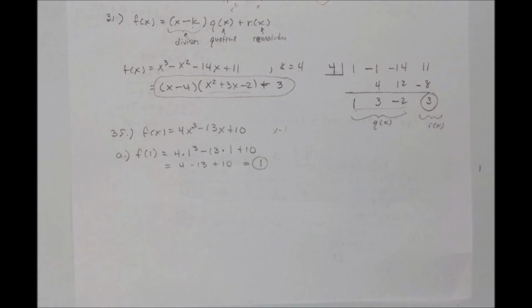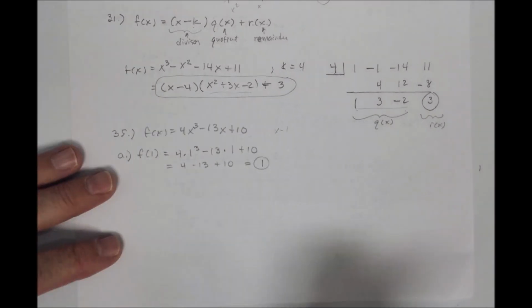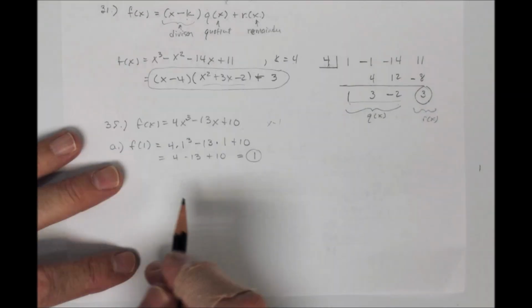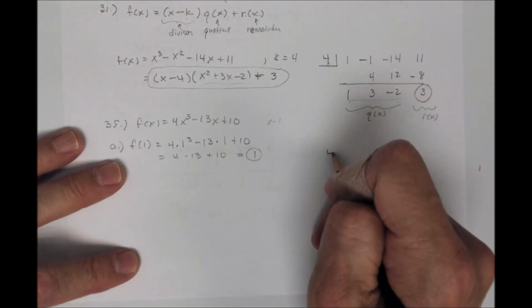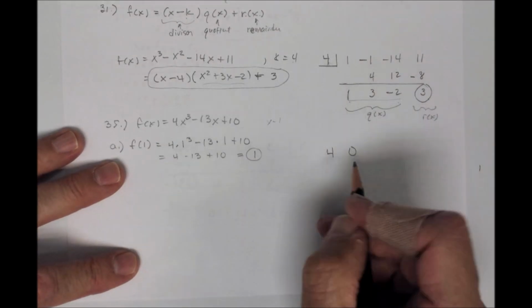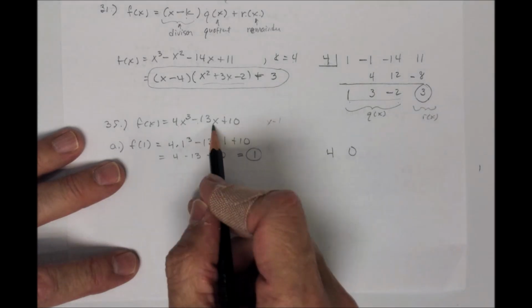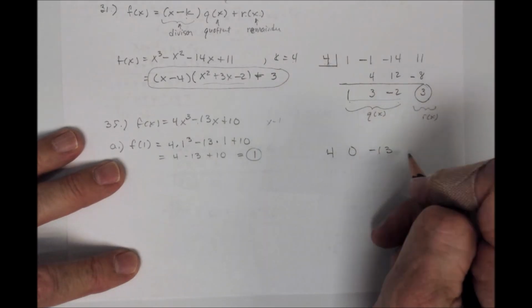But in the directions, it doesn't say plug in. It says use synthetic division. Actually, it's almost as if we're using synthetic substitution. Look what happens. I'm going to put the 4 down. Then I'm going to put a 0 down because there's no x squared term. Then I'm going to put the negative 13 and the 10.